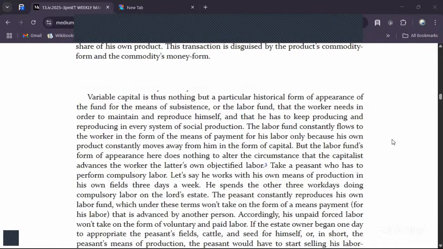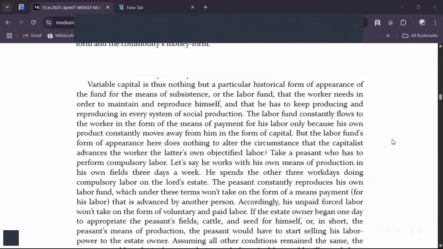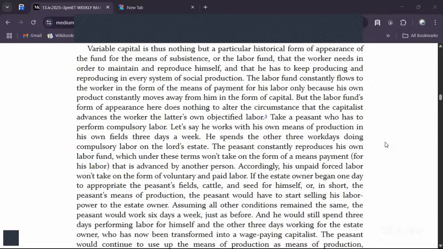Variable capital is thus nothing but a particular historical form of appearance of the fund for the means of subsistence, or the labor fund that the worker needs in order to maintain and reproduce himself, and that he has to keep producing and reproducing in every system of social production. The labor fund constantly flows to the worker in the form of the means of payment for his labor only because his own product constantly moves away from him in the form of capital. But the labor fund's form of appearance here does nothing to alter the circumstance that the capitalist advances the worker the latter's own objectified labor.